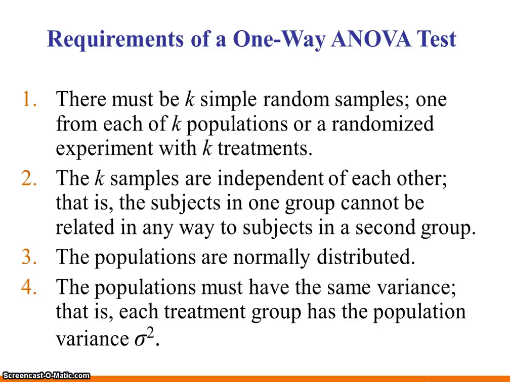So the following conditions here: there must be k simple random samples, one from each of the k populations, or a randomized experiment with k treatments. The k samples are independent of each other, that is, the subjects in one group cannot be related in any way to subjects in a second group. The populations should be normally distributed, and the populations must have the same variance, that is, each treatment group has the population variance sigma squared.